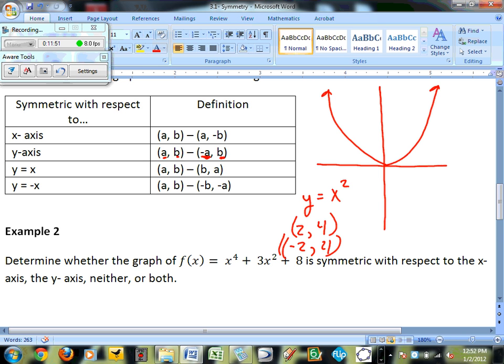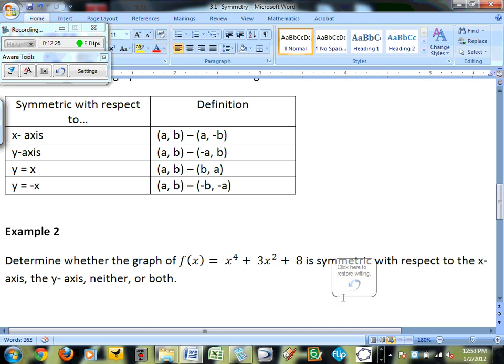And again, one point doesn't prove symmetry. We could also look at it this way. If I plug a in for x, I get y equals a squared. So if I plug in negative a, I get y equals a positive a squared, because negative a times negative a is a positive a squared. So I got the same answers here, therefore symmetric to the y-axis as well.